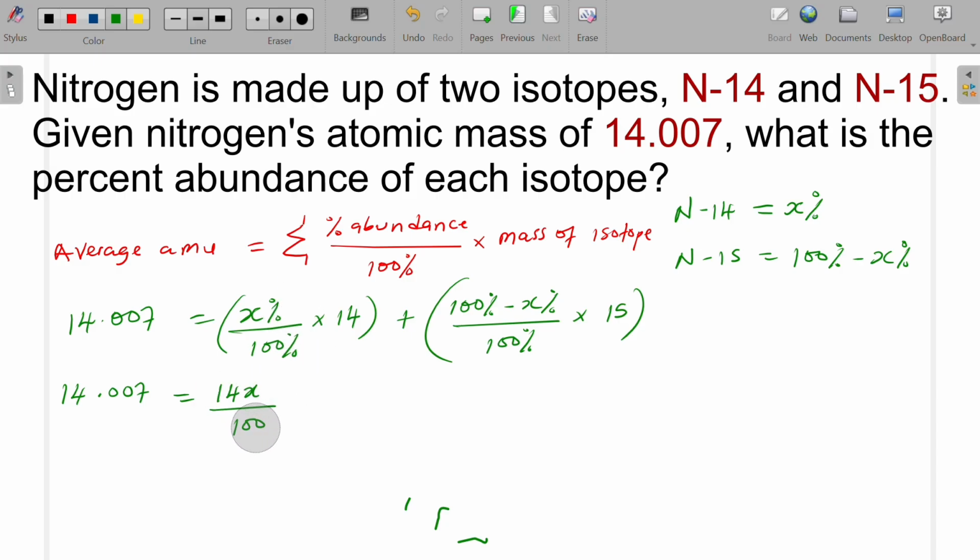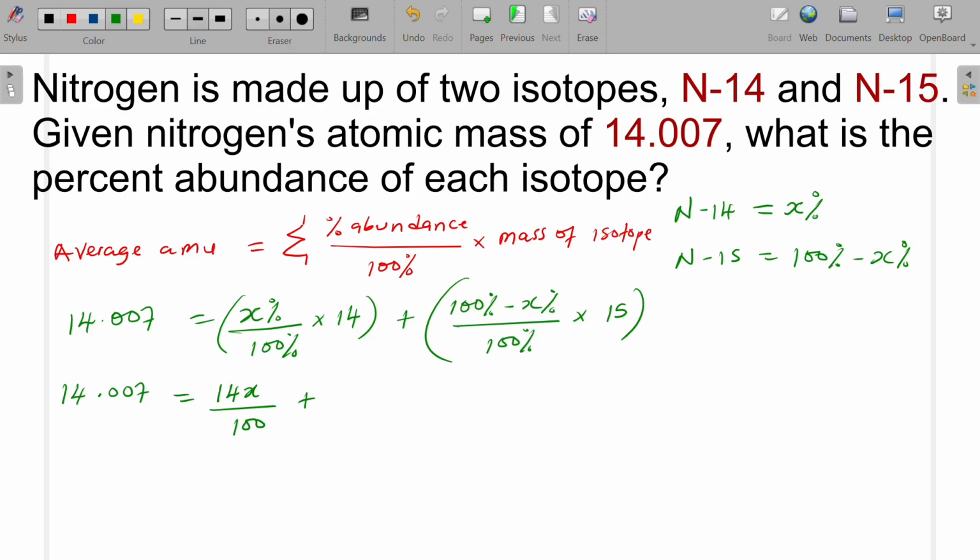So we have 14X divided by 100. Then this must be added to, now in the other box, we need to be extra careful. In this box here, what we have is 100 minus X over 100 multiplied by 15. This 15 is multiplying everything on top, so we're going to multiply 100 by 15 and also multiply 15 by the X. The percentage and percentage will still cancel in this case, so you won't see it.